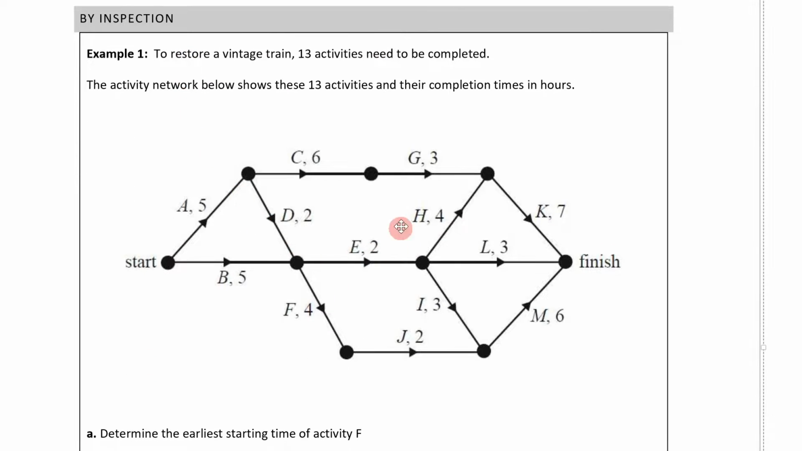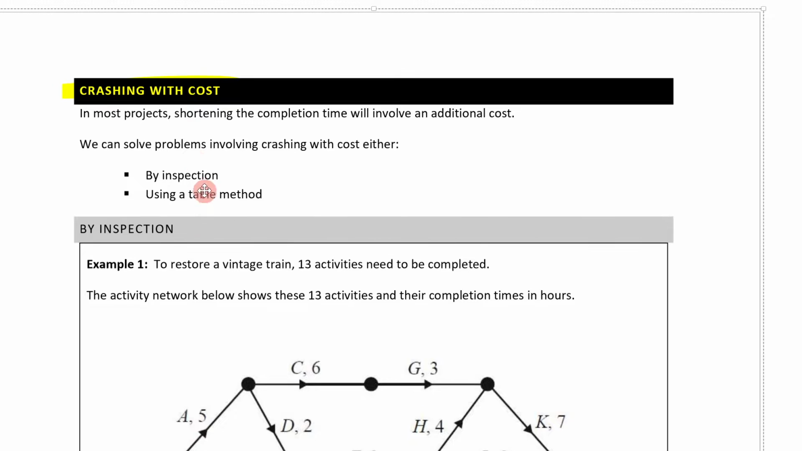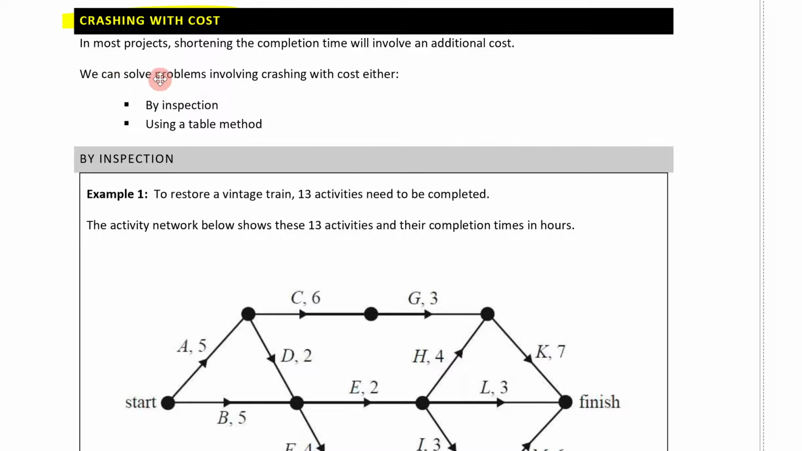Imagine for a second you're on a work site with a whole bunch of people working, and you know it's going to take 5 hours for the carpenters to complete a certain activity. But if you spend a bit of money, you can get more carpenters, and now instead of 5 hours, it takes 2 hours to complete. That's the idea of crashing with cost: you can expend more money to make things happen more quickly. We can solve problems involving crashing with cost either by inspection or using a table method.